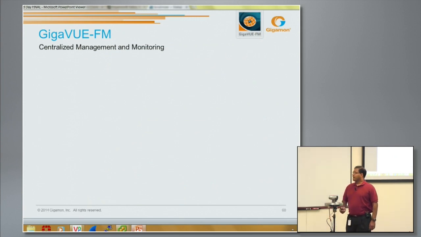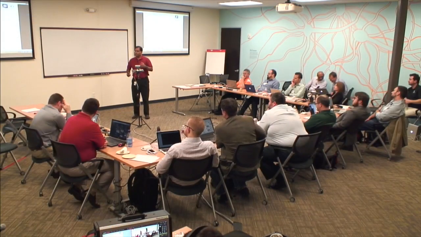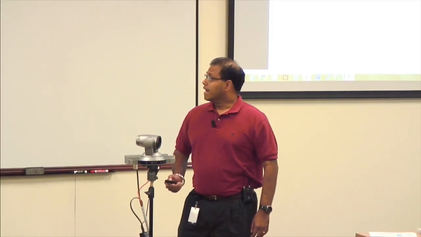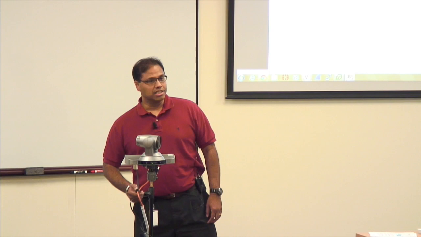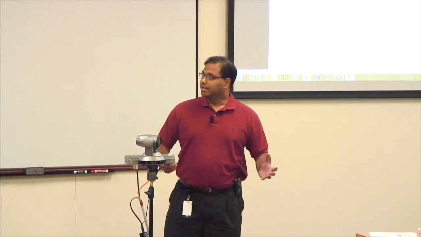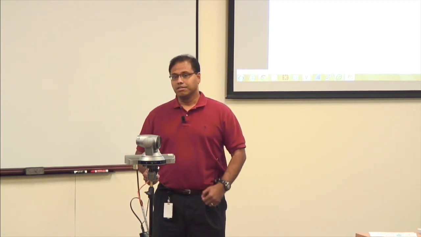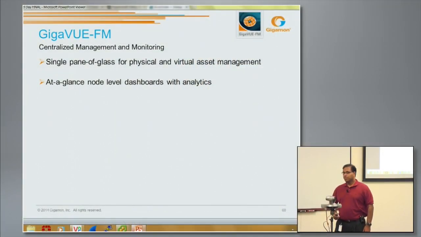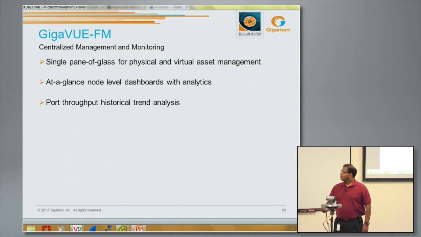Again, what's GigaVUE Fabric Manager? We talked about this being a single pane of glass that is an entry point into configuring the Gigamon visibility fabric architecture. Again, it has a single pane of glass for both the physical as well as the virtual assets, for the hardware platforms as well as the VM appliances. We also have at-a-glance node-level dashboards, the top-Ns, for example, at a node level with some analytics around what ports have errors, what are the dropped packets, and so on. I'll quickly show that in a demo.